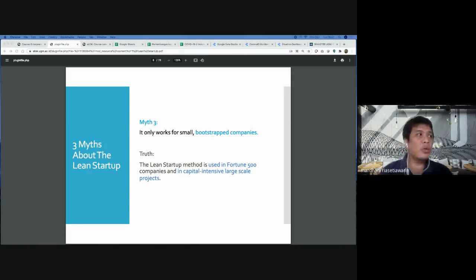So based on these myths, we can learn that lean startup is about speed, about seeing the customer need, and then about utilizing our current resources. So those will be the important things.